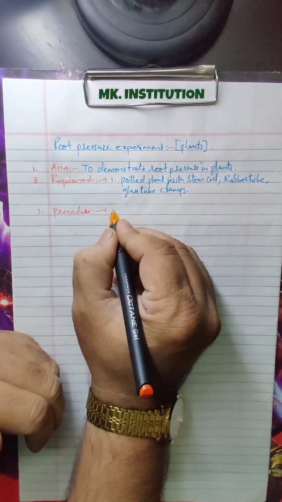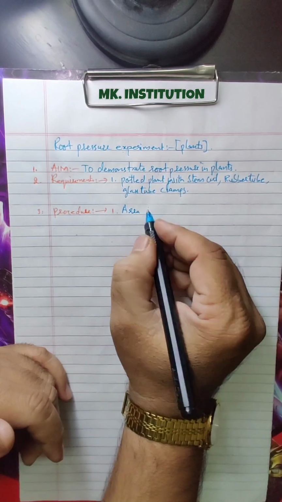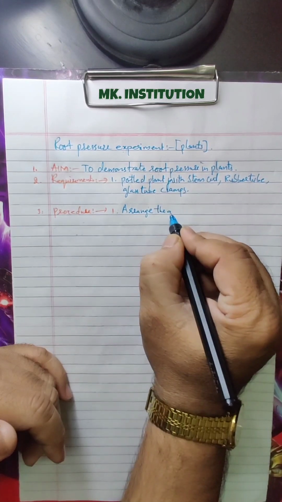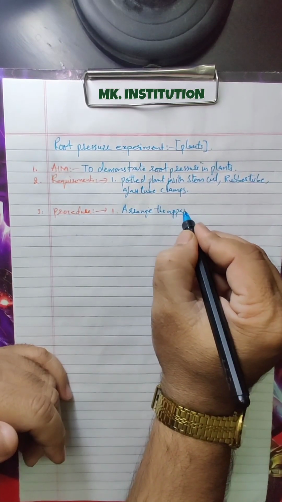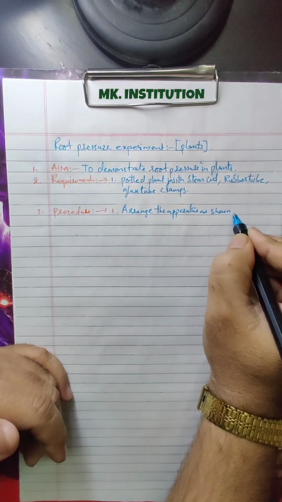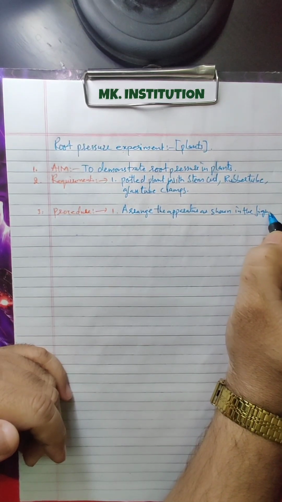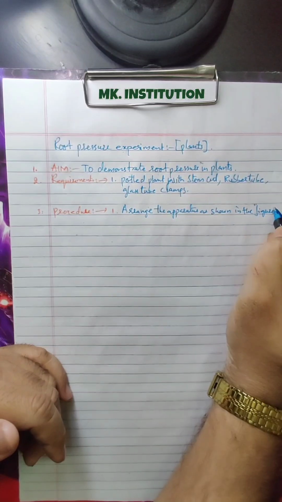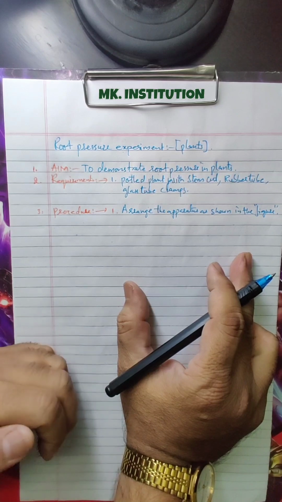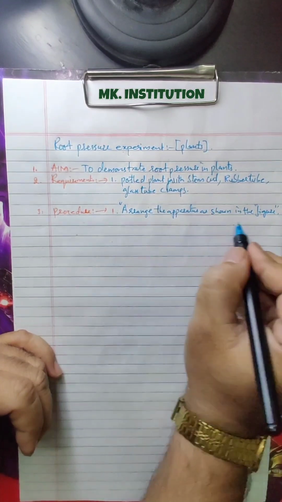Anyhow, procedure. In the procedure, what do you write? The first point: arrange the apparatus as shown in the figure. You have to write this line in all experiment-based questions. Arrange the apparatus as shown in the figure. You have to draw a bigger figure. The diagram is a must; the diagram also carries 1.5 or 2 marks. So you have to draw the figure. This line is very important.